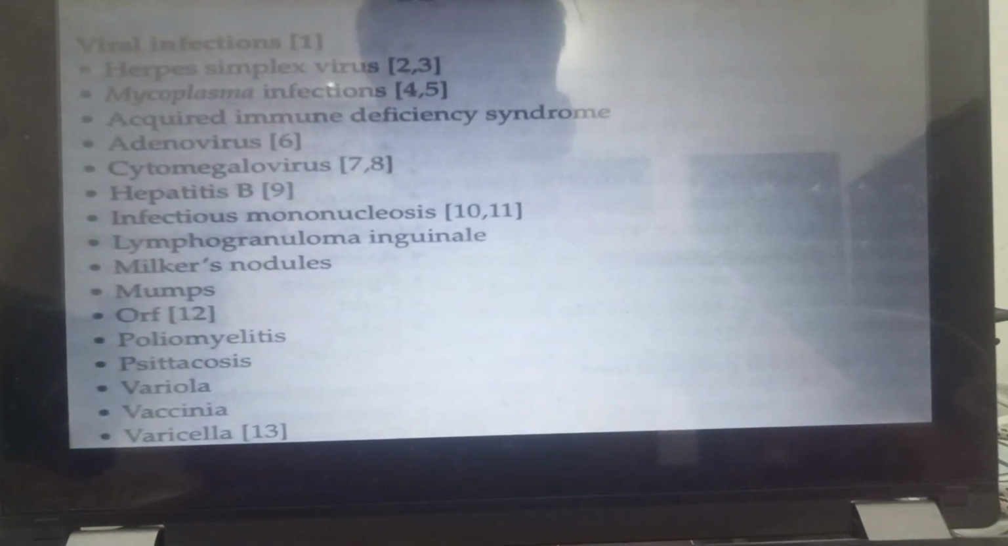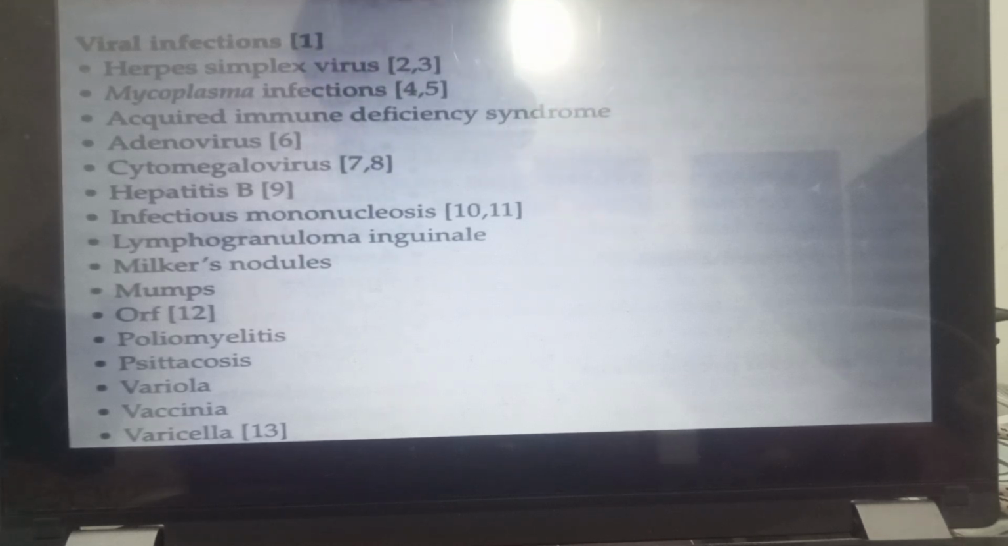So there are some triggers of erythema multiforme. This list includes, number one, viral infection. There are lots of viral infections, for example herpes simplex virus, mycoplasma infection, acquired immune deficiency syndrome, adenovirus, cytomegalovirus, hepatitis B infection, infectious mononucleosis, lymphogranuloma inguinale, Milker's nodule, mumps, orf, poliomyelitis, psittacosis, variola, vaccinia, and varicella. These are the viral infections which are associated with erythema multiforme.